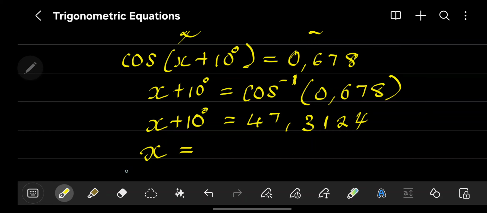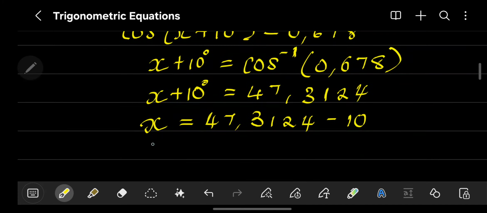Then you do what? You transpose 47,3124. Then you transpose 10, it becomes minus 10, right? Then your x, it is equals to 37, comma. They said to one decimal place, right? So it's just gonna be 3 there.